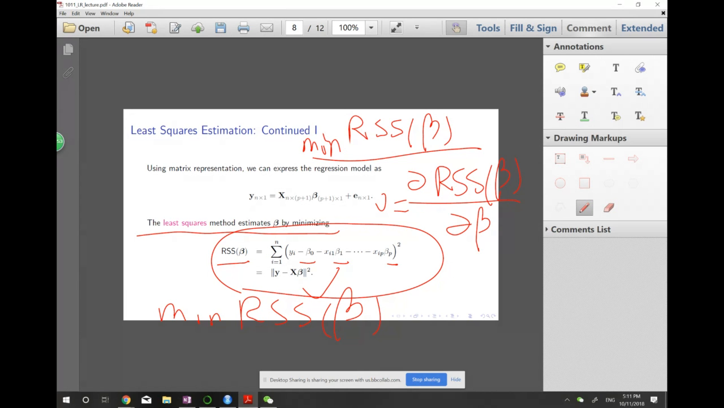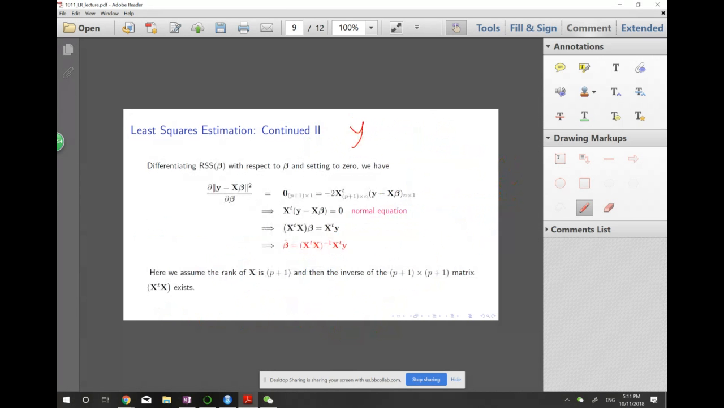And if you are not familiar with that, you can talk to me after class. This is a basic theorem in algebra.